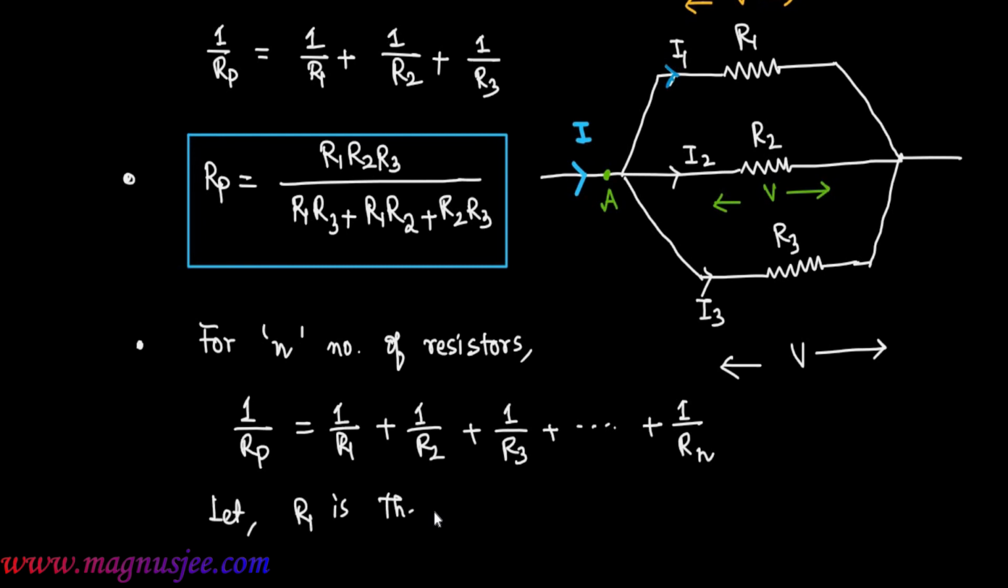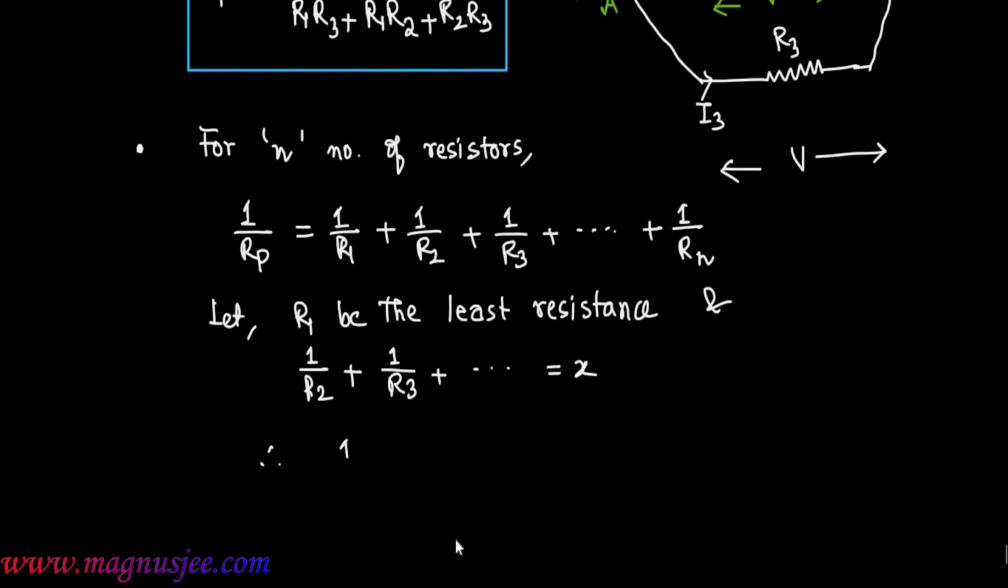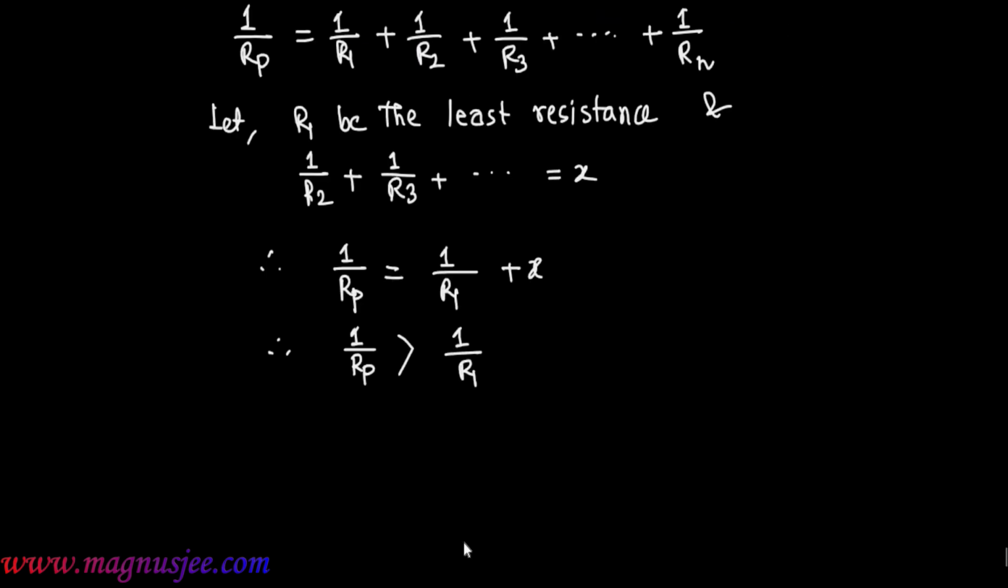Let R1 be the least resistance, and 1/R2 + 1/R3 + ... + 1/Rn is equal to X. Therefore, 1/Rp = 1/R1 + X. Therefore, 1/Rp is greater than 1/R1. Therefore, Rp is less than R1.